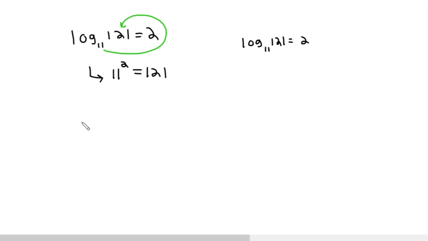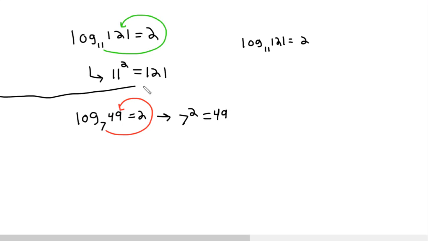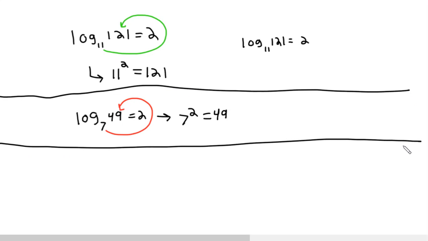So let's try another one now. Let's try log base 7 of 49 equals 2. Again, we can do the swoop method. We start at 7, we hit 2, and then we hit 49. So I get 7 squared equals 49, which makes sense because 7 times 7 equals 49. Hence 7 squared equals 49. I'm just going to draw a little separating line to divide these up.